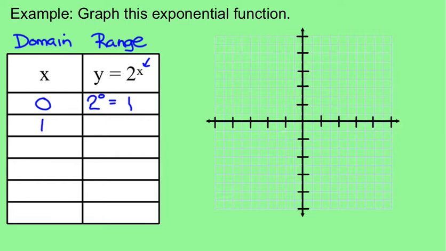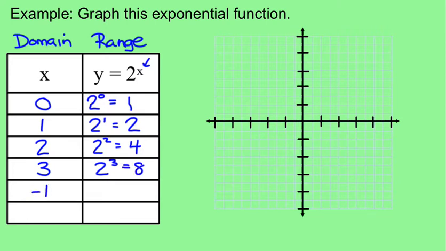And let's just go to number 1. 2 raised to the 1 power. 2 to the 1 is 2. I'll plug in 2. 2 squared. 2 times 2 is 4. 3. 2 cubed. 2 times 2 times 2 is 8. Now let's go a couple values in the negative direction, -1 and -2. 2 to the -1 power can be rewritten as a fraction as 1 over 2 to the +1 power, or 1/2. And then 2 to the -2 power is 1 over 2 to the +2 power, which is 1/4.